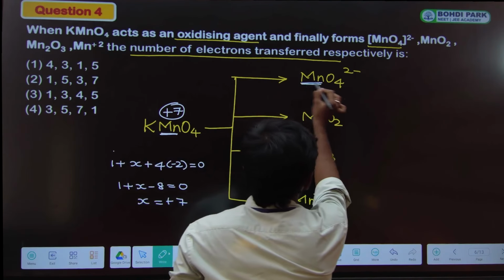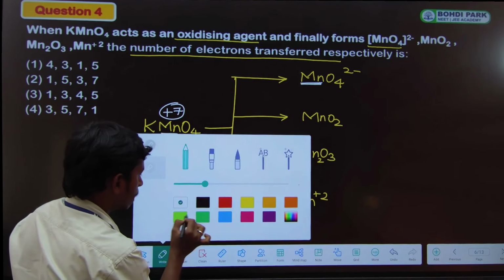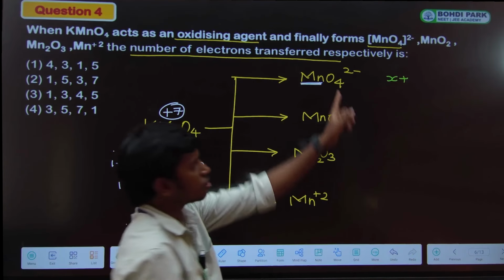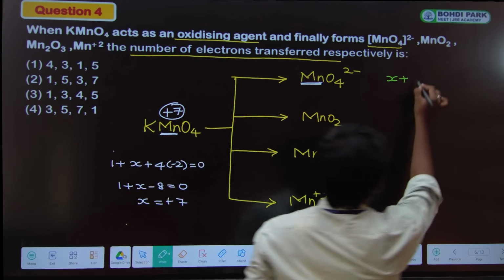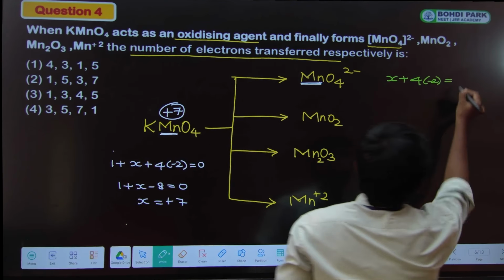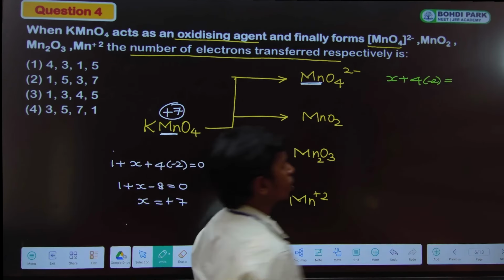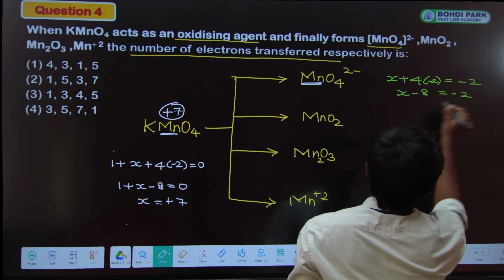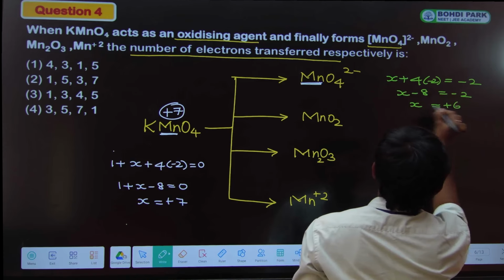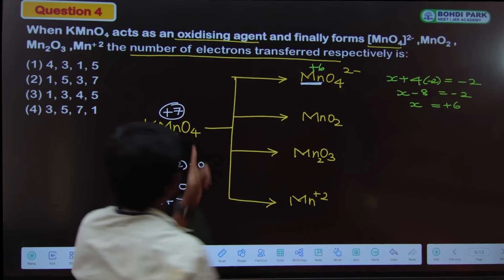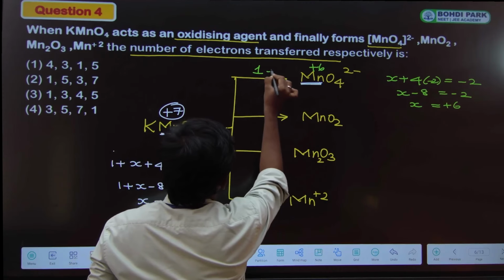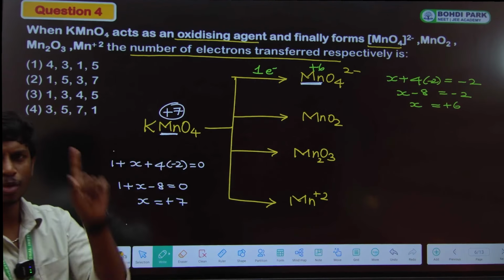Okay, so here we have to find the oxidation state of manganese. We consider x plus, how many oxygens? 4 oxygens. 4 into -2 is equal to the overall charge. What is the overall charge? -2. So x minus 8 is equal to -2. Then x is equal to +6. So for +7 to +6, how many electrons would be needed? Only 1 electron is involved. Okay, only one electron is involved.